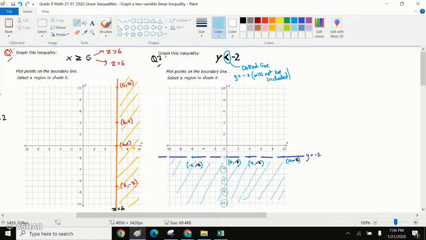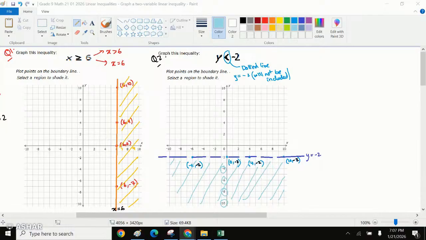We need to remember that for now we are doing a horizontal line or a vertical line. If the equation is in terms of x, it would be a line parallel to the y-axis. If the equation is in terms of y, then the line would be parallel to the x-axis. Okay? If it's a single variable. Okay? So let's have a look at the next question.